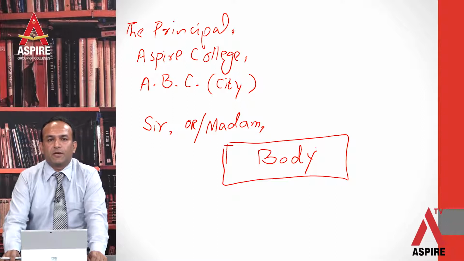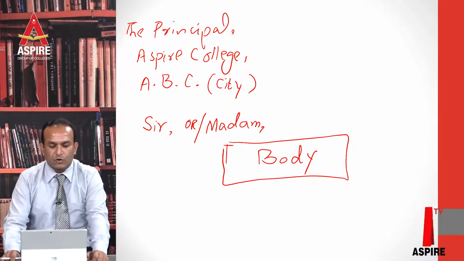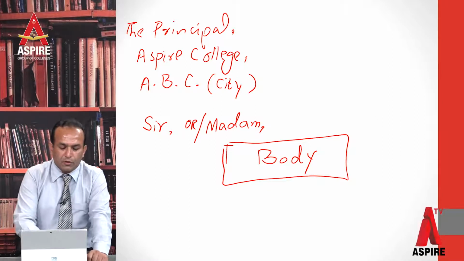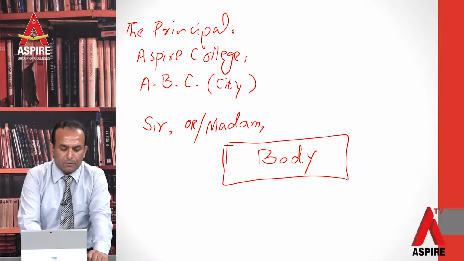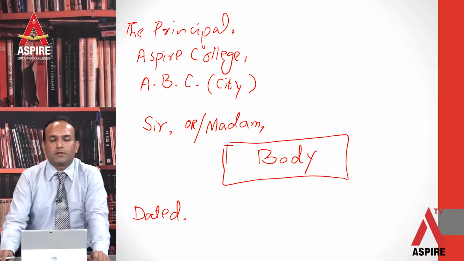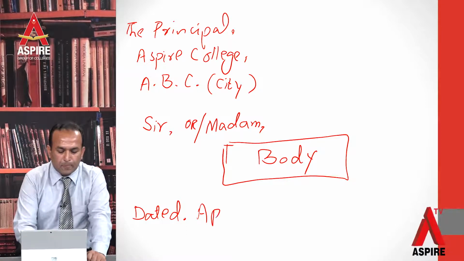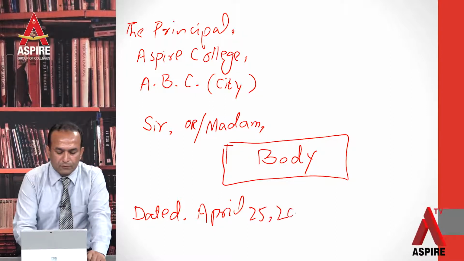After completing the body of the application, there is the date line. On the left margin, you write the word dated, then full stop, then the current date, like April 25, 2020, and then full stop.